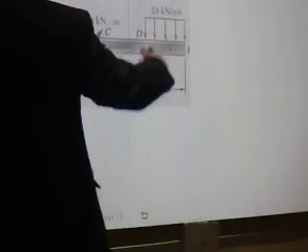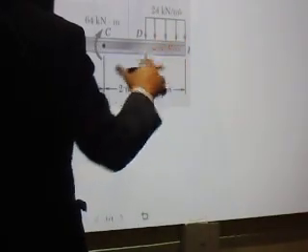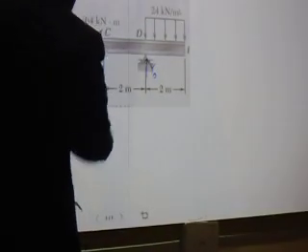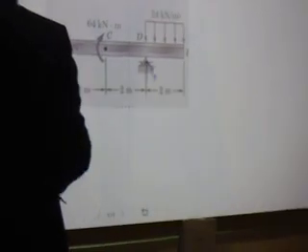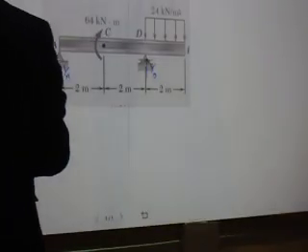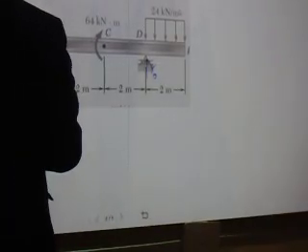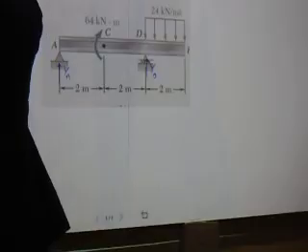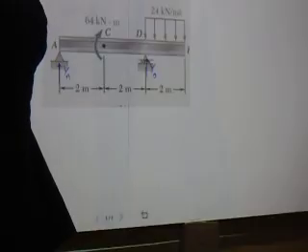Okay? This thing again, similar to a problem we dealt with yesterday, it wants to overturn. It wants to flip. So this support is holding it in place to actually be down, not up. Okay? So, if we do the math here, this is negative 28 going down, kilonewton.